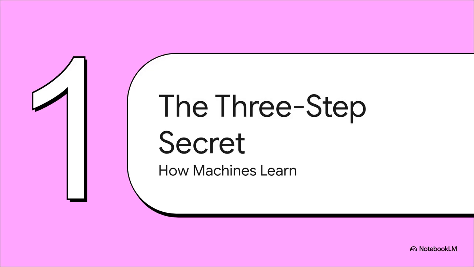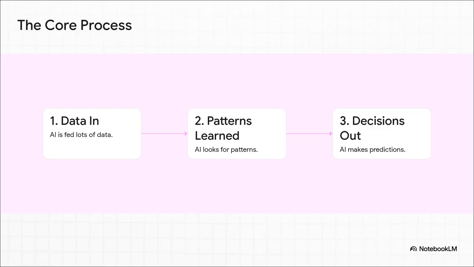So how does this detective actually work its magic? Well, it all comes down to a really simple three-step secret. Let's break down how these machines really learn. The entire secret, the whole shebang, it boils down to this simple loop. If you remember nothing else from this, remember this phrase: data in, patterns learned, and smart decisions out. That's the engine in a nutshell.